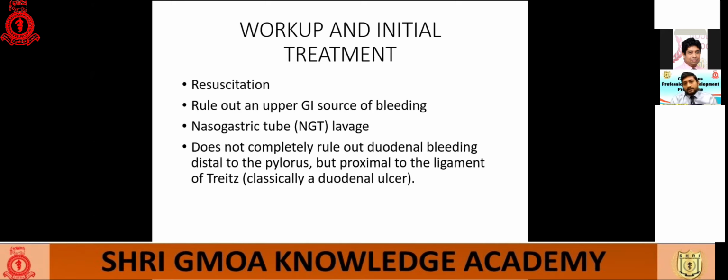So how are you going to work up a patient coming with moderate to severe bleeding? This you don't see in a GP setup. These patients straight away come to hospital, so they are critically ill. You need basic resuscitation, and then we have to rule out any upper GI causes for this lower GI bleeding. As I told you, about 15% of the time it's an upper GI cause. So the easiest way is to put in an NG tube, aspirate and see whether there's blood in the NG tube. From that we can rule out any upper GI cause.